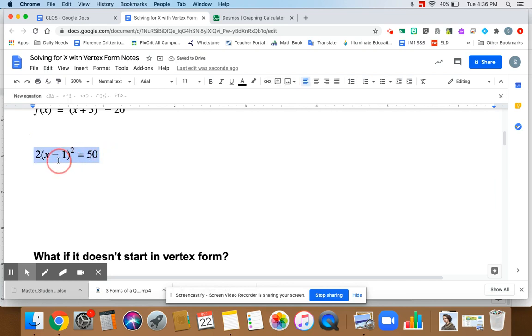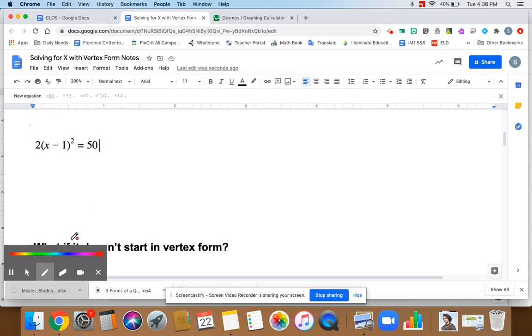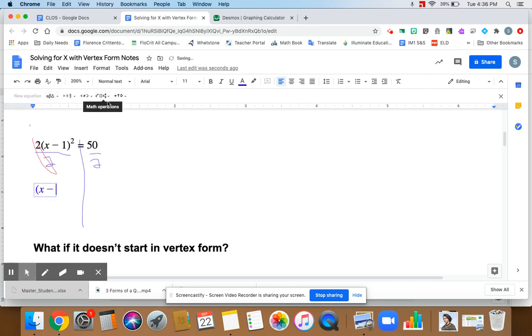This one, when it's given to you like this, it's actually already done the first step for you, where it moved the 50 over here. So now you just have to keep solving for x. So what's my next step in solving for the x? The whole parentheses is getting multiplied to this 2. So I have to divide that 2 away. Cancels. So then I'm left with just x minus 1 being squared now. Equals, and 50 divided by 2 is 25.